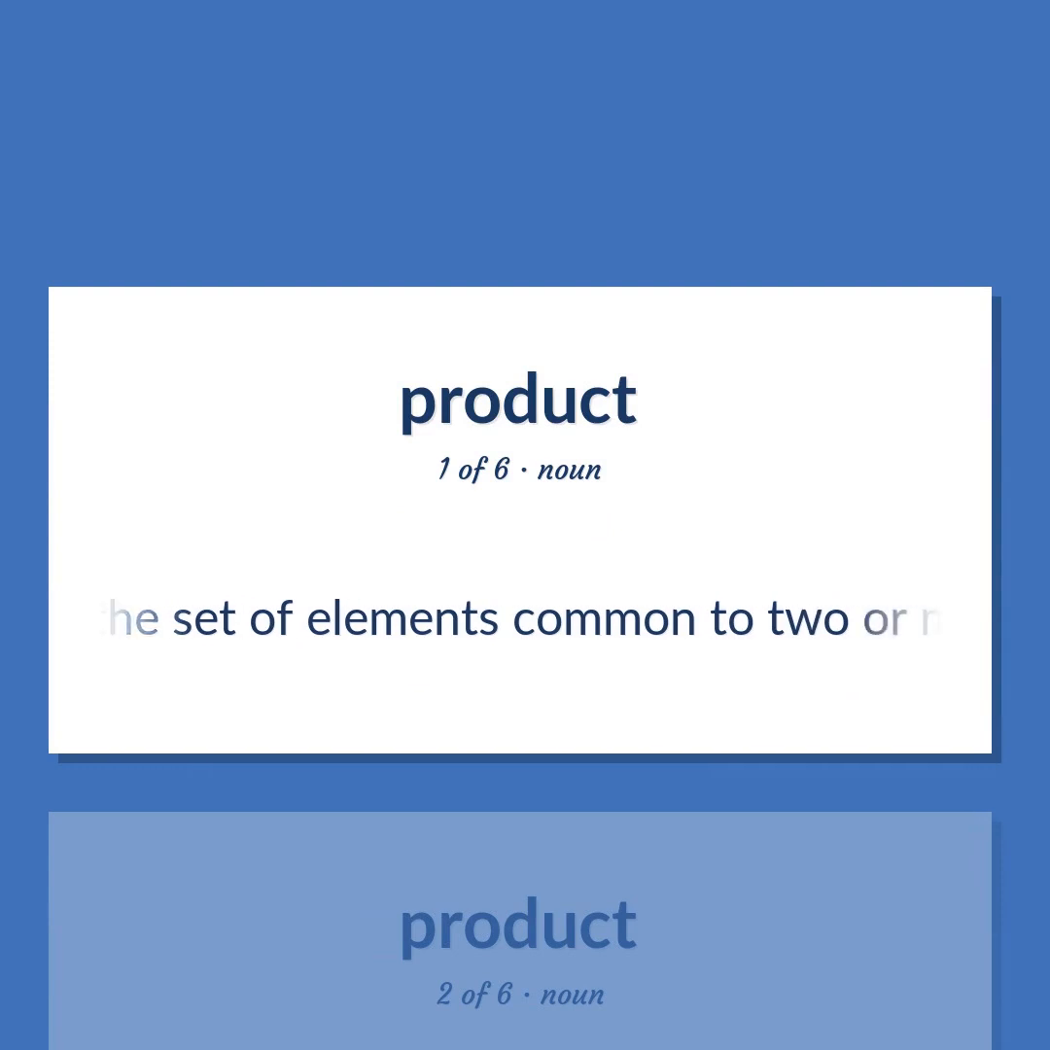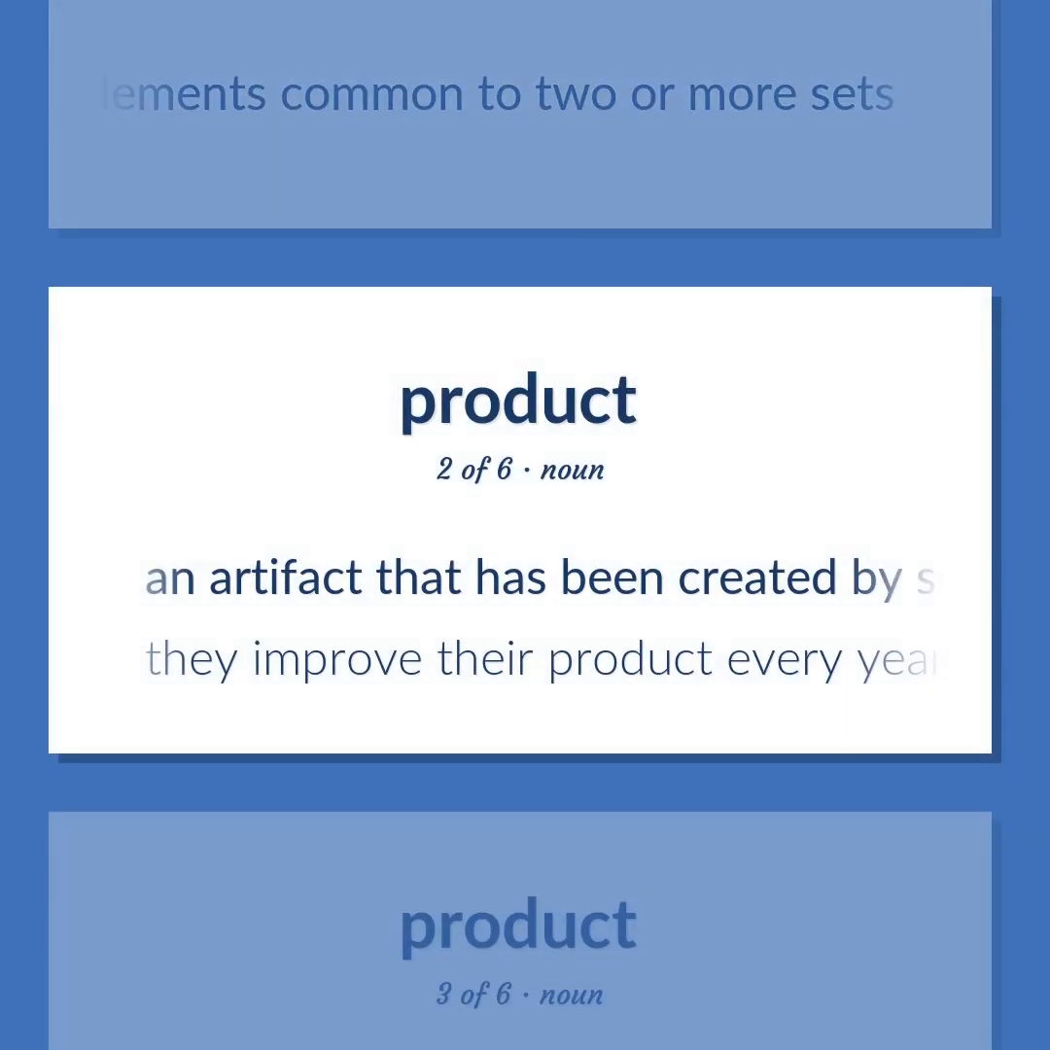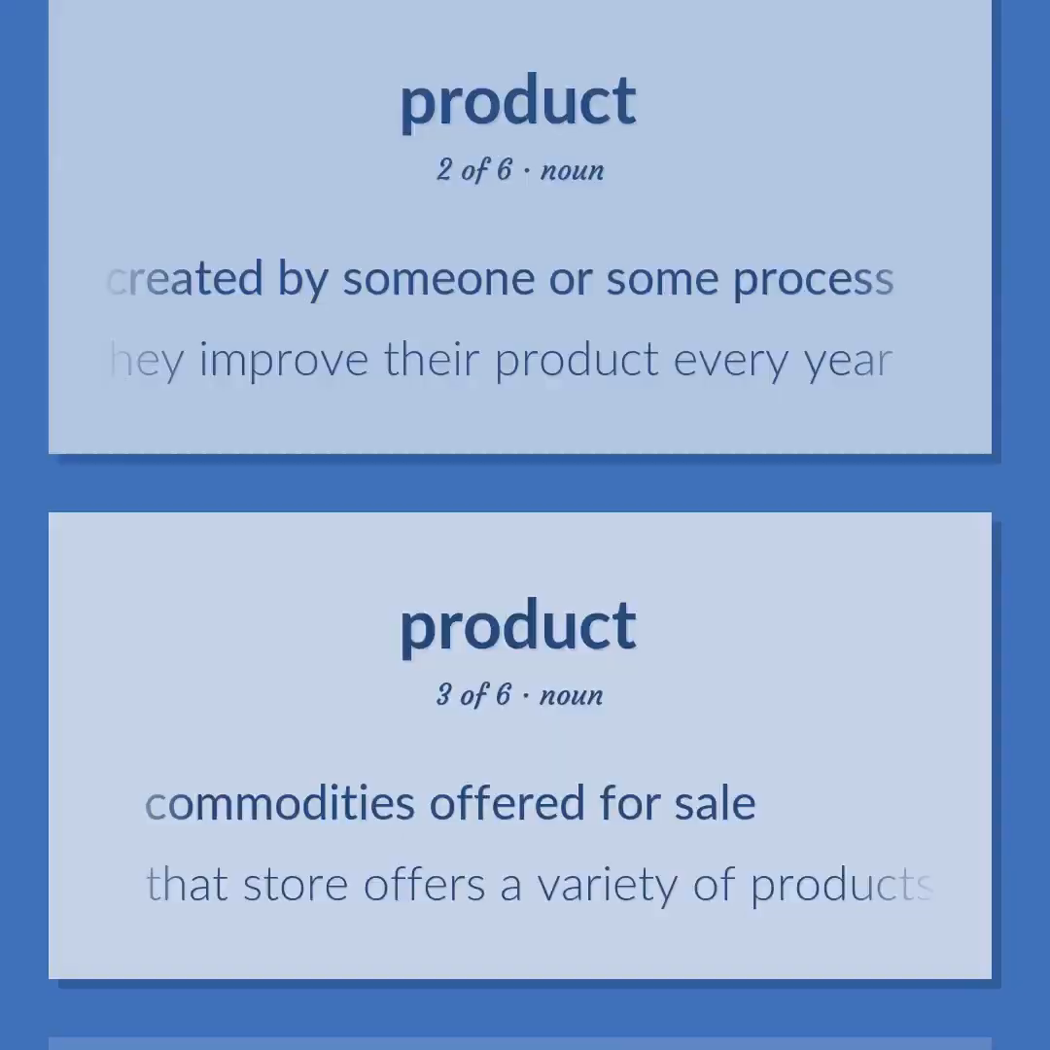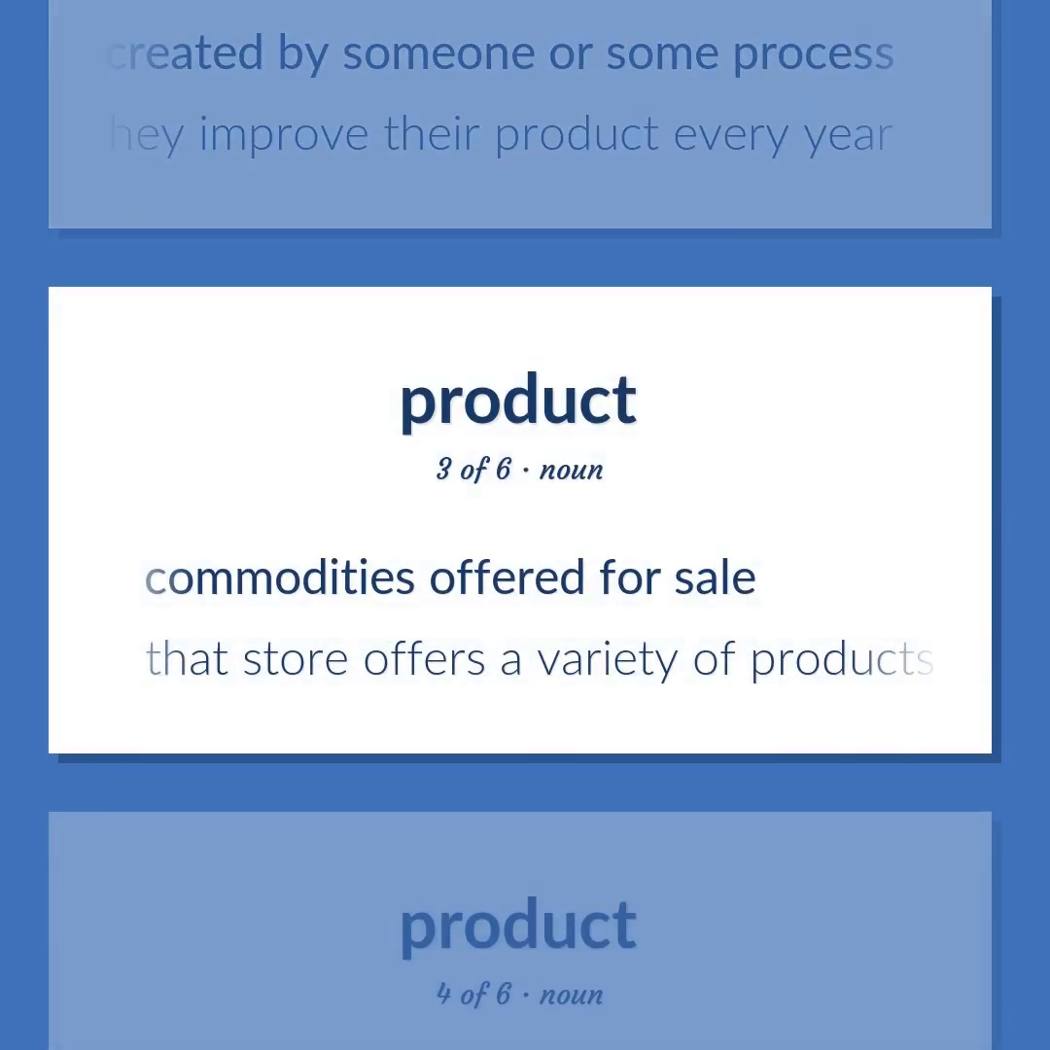The set of elements common to two or more sets. An artifact that has been created by someone or some process. They improve their product every year. Commodities offered for sale. That store offers a variety of products.